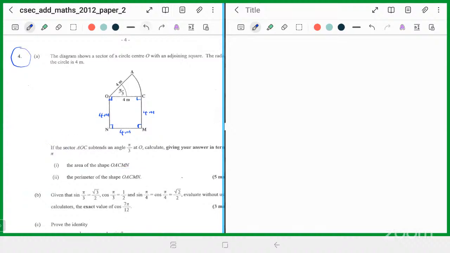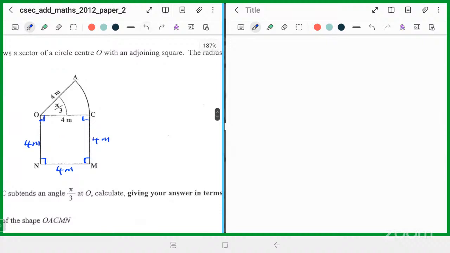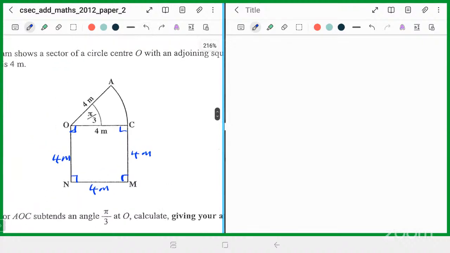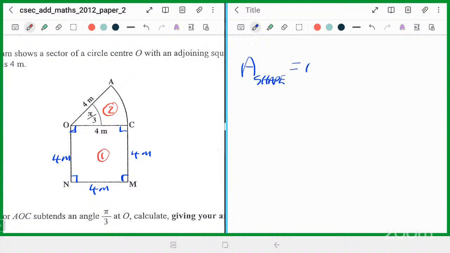I don't want the area of the entire shape. The shape is a square and a sector. Let's just call it 1 and 2. We have area 1 and area 2. So the area of the shape is equal to area 1 plus area 2. Now area 1 is just a square down here. So it becomes 4 squared, 4 times 4.